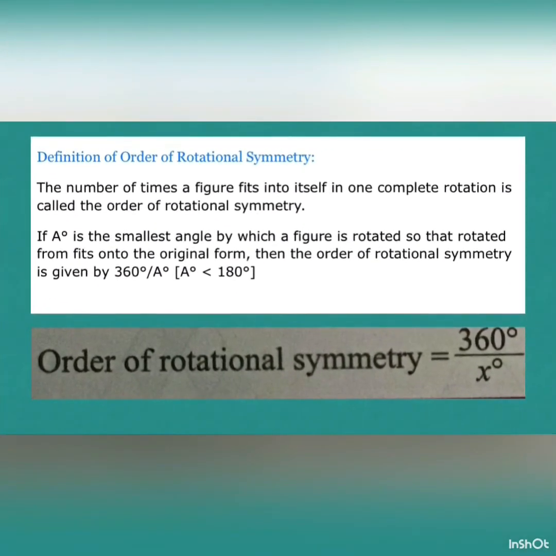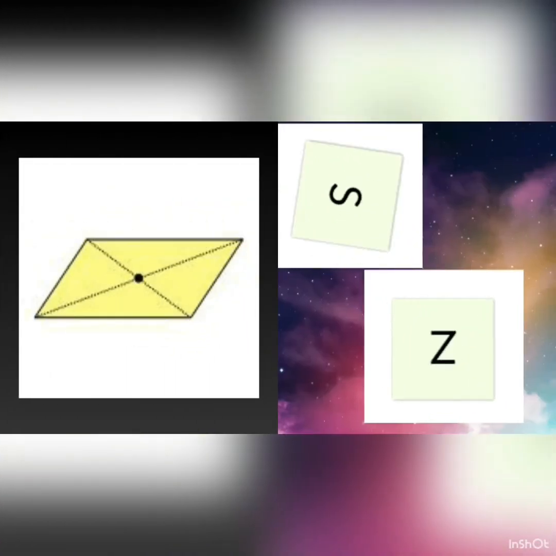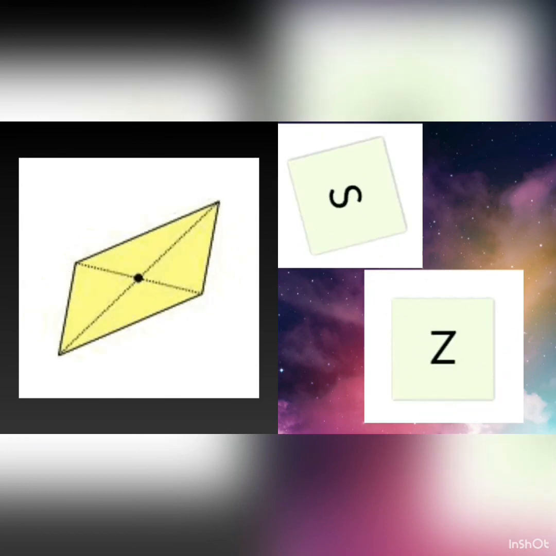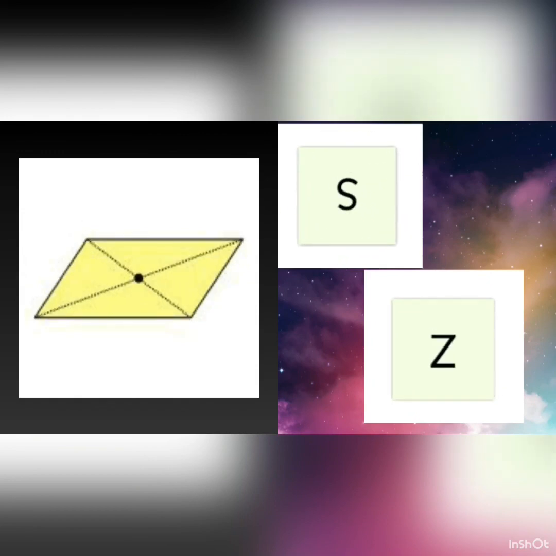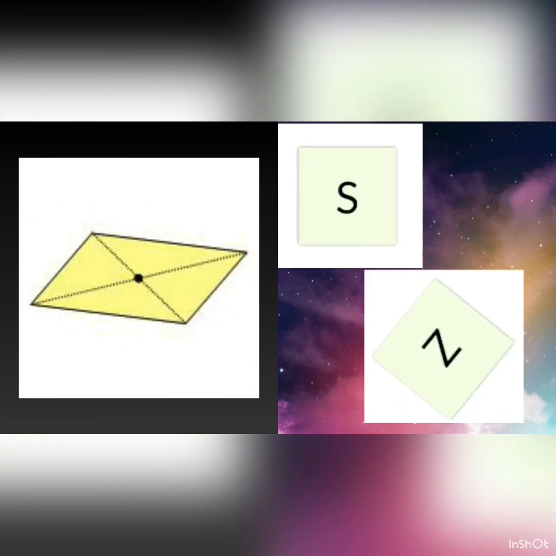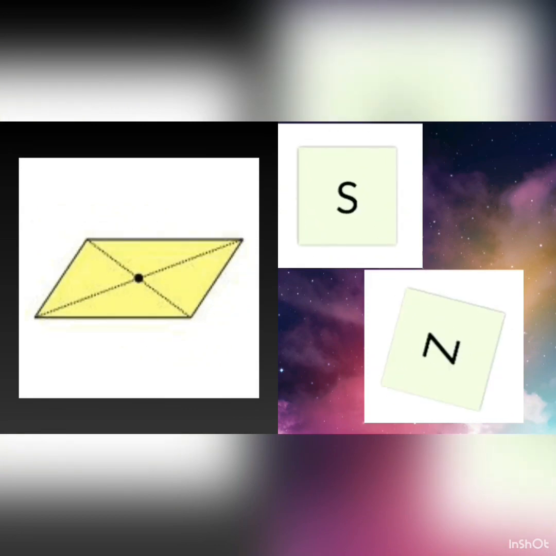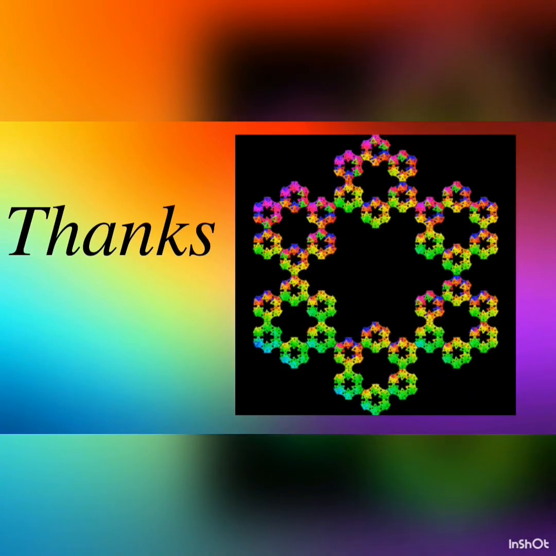We have a formula for calculating order of rotation, that is 360 upon x degrees, where x is the smallest angle by which a figure is rotated. Some shapes have only line of symmetry and rotational symmetry of order 1, while some have only rotational symmetry and some have both line of symmetry and rotational symmetry. Look here, letter S has rotational symmetry of order 2 but it doesn't have line of symmetry. Similarly, letter Z and the figure parallelogram have only rotational symmetry.